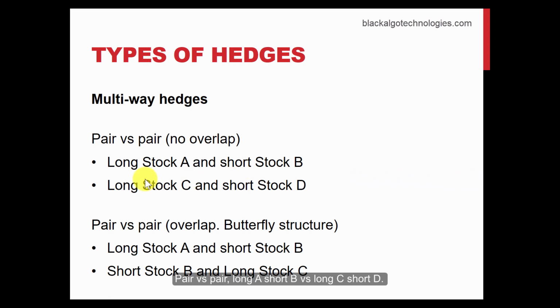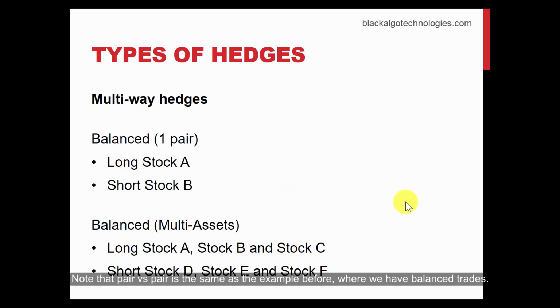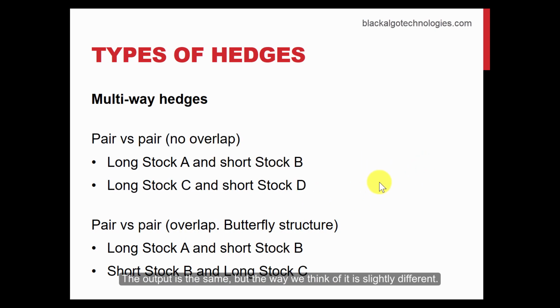Pair versus pair, long A short B versus long C short D. And note that pair versus pair is the same as the example before, where we have balanced trades. The output is the same, but the way we think of it is slightly different. So in this case, we are targeting difference versus difference. So long A short B will be the difference between A and B. Long C short D will be the difference between C and D. And we are saying that this difference has some relationship with this difference. We don't have to know the details of all this. These are just for an example. We don't need to know this for Zelda.